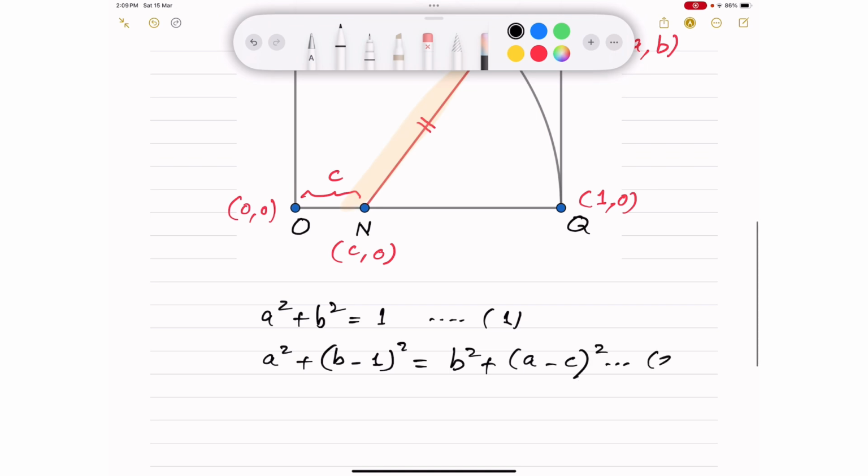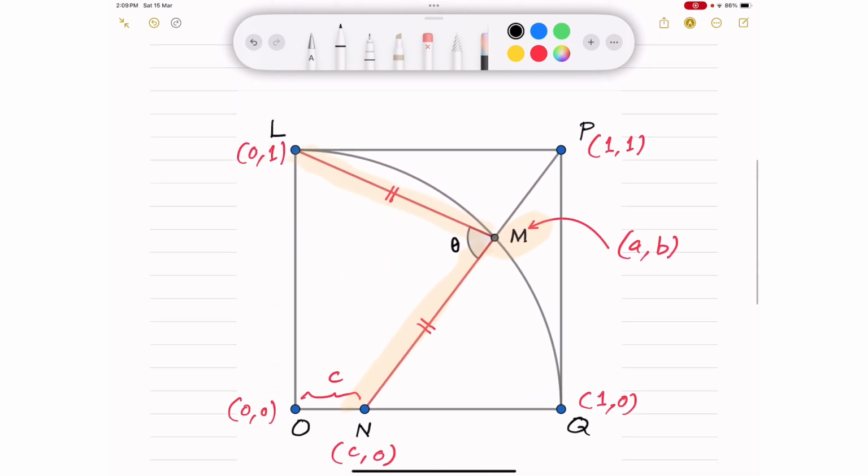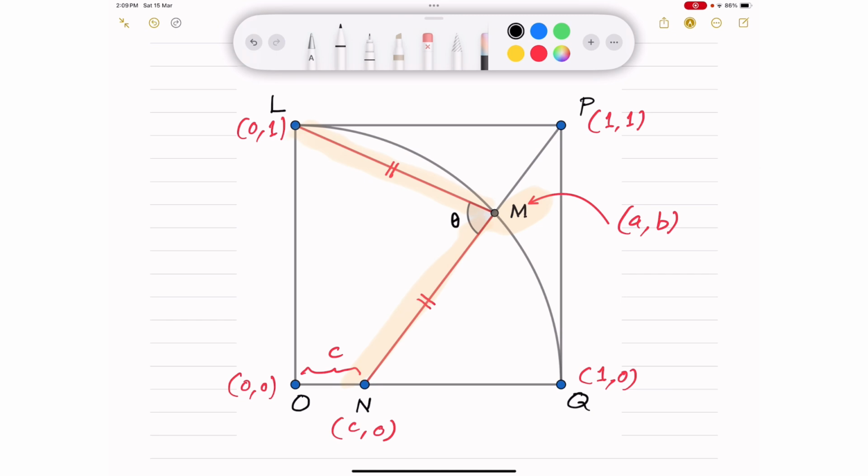And that forms our second equation. Now, two equations are not enough. We need to come up with a third equation to solve for A, B, and C because we have three unknowns. So what I'm going to do here, we can benefit from the fact that P, M, and N happen to be in the same line.